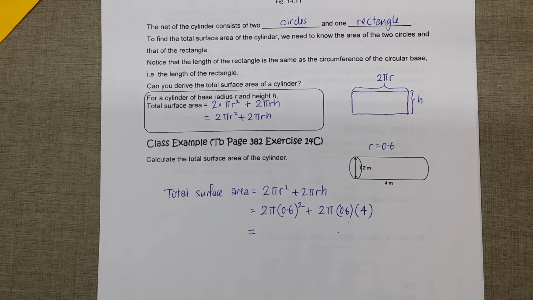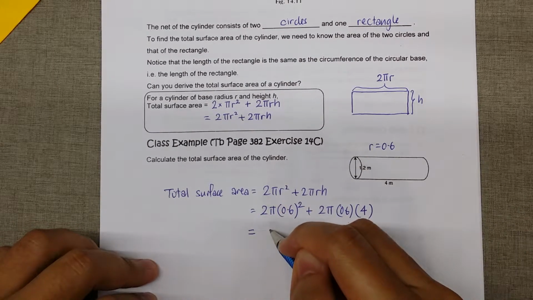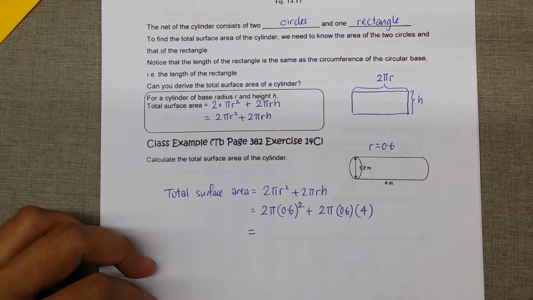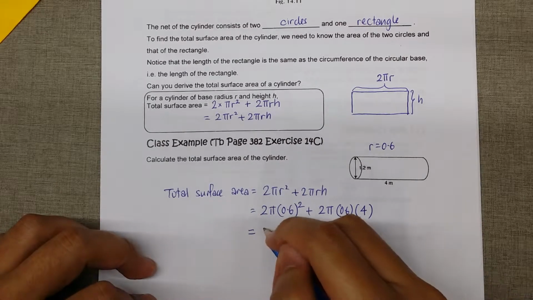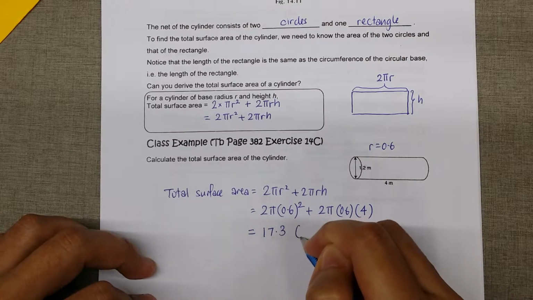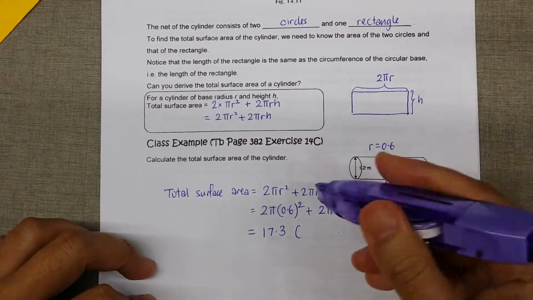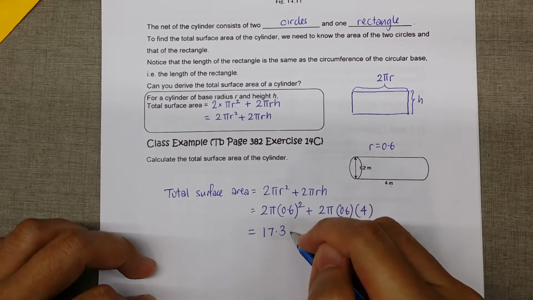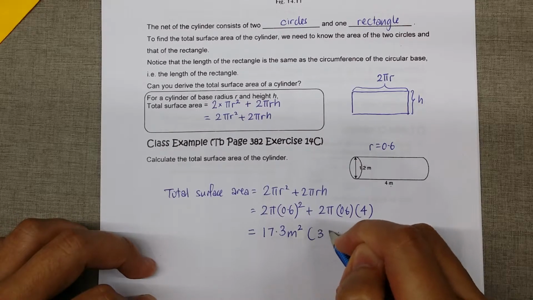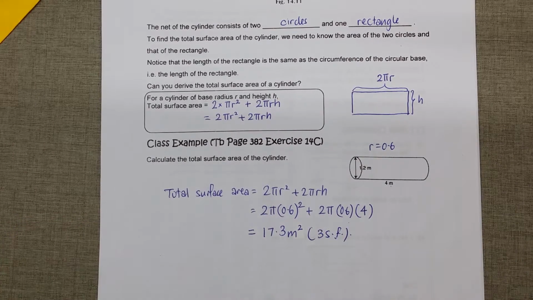Press your calculator, apply the calculator pi. I will get 17.34159145, but rounded to the nearest 3 significant figures, 17.3. Sorry, hold on, I need to write my units. The units are in meters, so total surface area is 17.3 meter square, to 3 significant figures. Pause the video if you have not completed this.